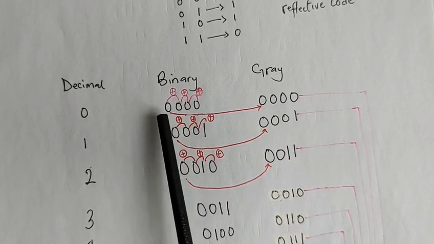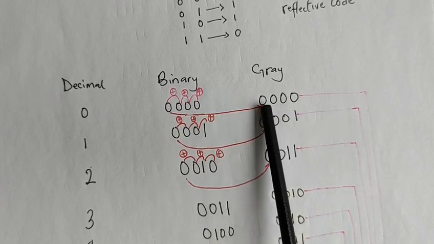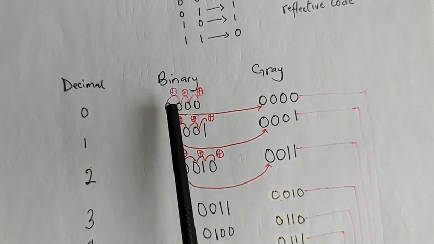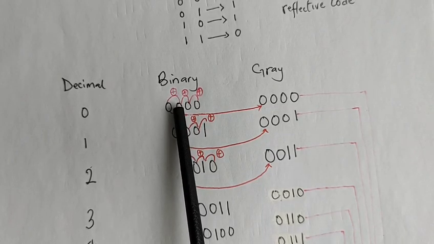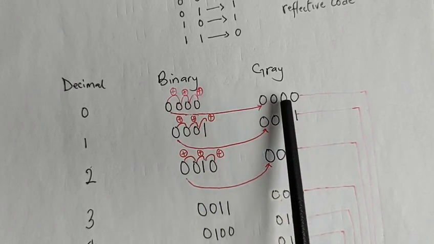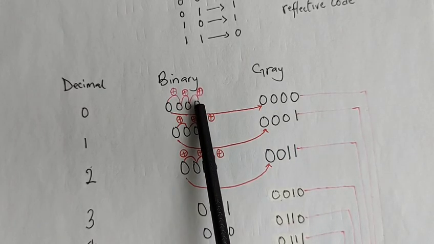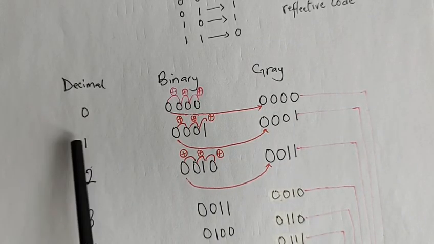Now let's derive the gray code value. All we need to do is take the first digit, which is 0, and then we begin to perform the XOR operation. So 0 XOR 0 is going to give us 0. 0 XOR 0 is going to give us 0. 0 XOR 0 is going to give us 0.